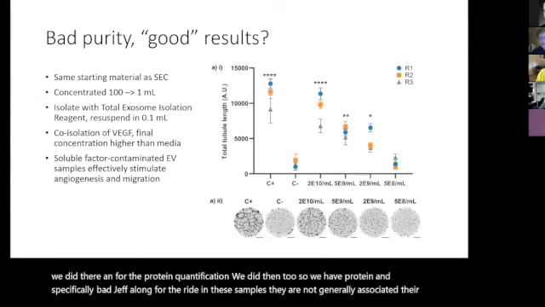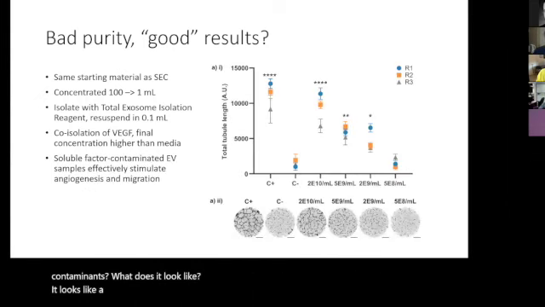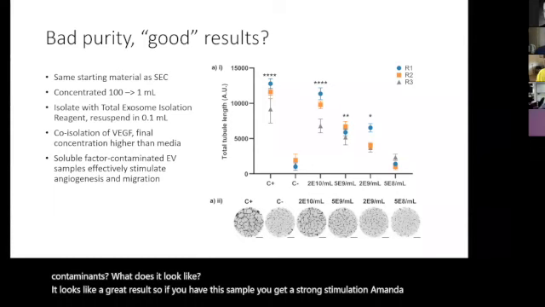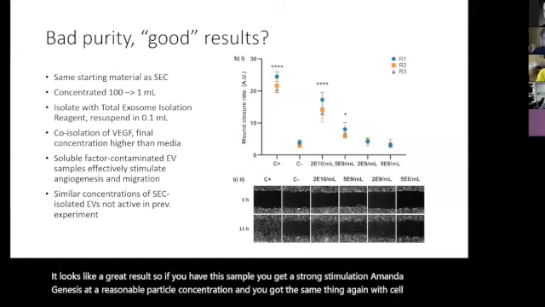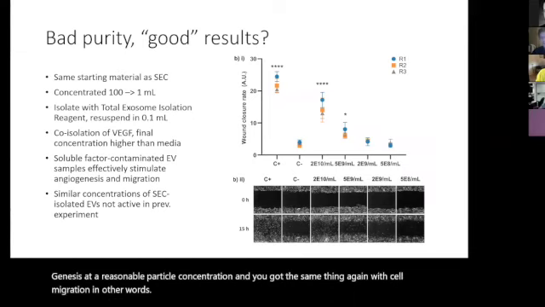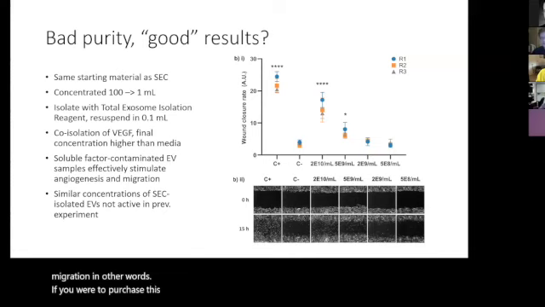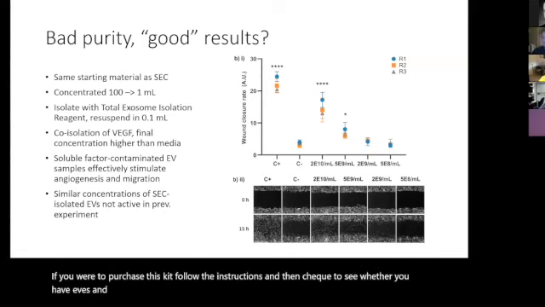What does it look like? It looks like a great result. So if you have this sample, you get a strong stimulation of angiogenesis at a reasonable particle concentration, and you get the same thing again with cell migration. In other words, if you were to purchase this kit, follow the instructions, and then check to see whether you have EVs and bioactivity, you would get a result that looked great. It would look like a success, but it's not EVs, it's soluble factors.